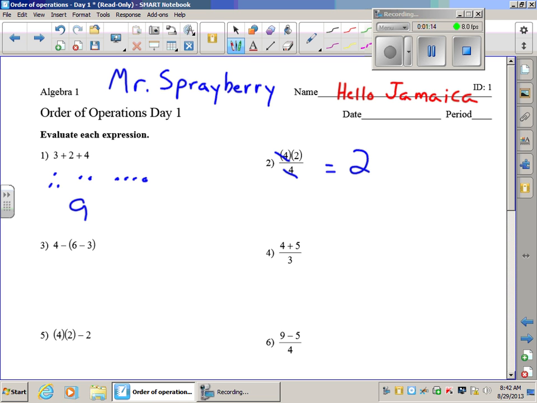Number 3, we have 4 minus the quantity of 6 minus 3. Well, the highest priority here is the parentheses. So we have to do that first, or solve the value that's inside the parentheses. So when we solve the value that's inside the parentheses, we're basically solving this 6 minus 3. So we just copy the 4 minus. And now what is 6 minus 3? Well, 6 minus 3 is 3. So 4 minus 3 is 1.